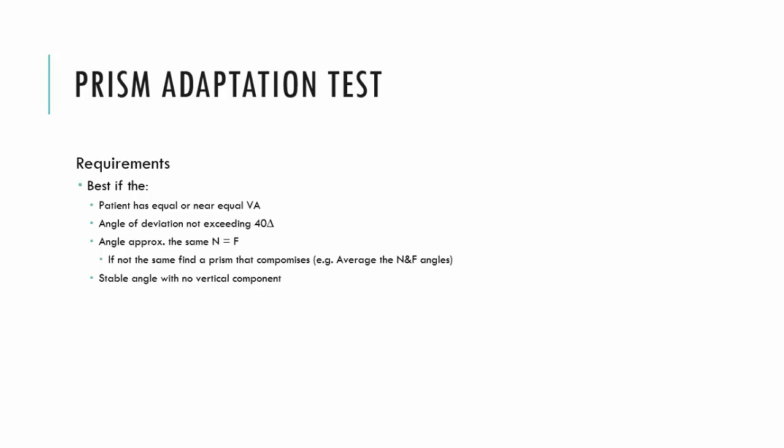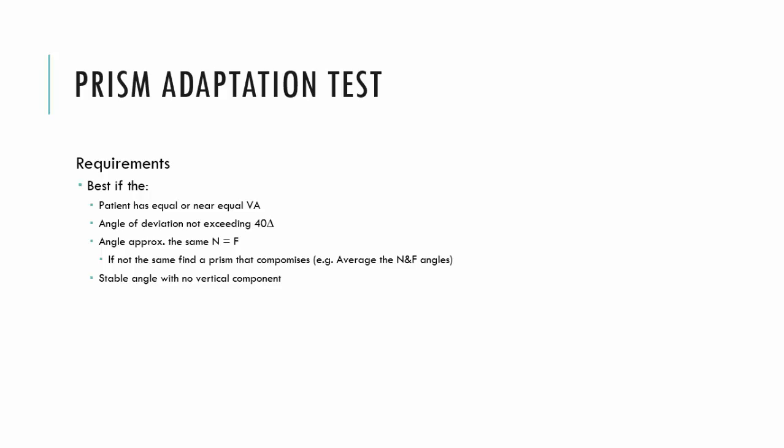So as an example, it's 20 diopters at near and it's 20 diopters at far. If there is a difference between the near and far angle of deviation, so say it's 20 at near and 30 at far, then in terms of what prism you're going to use as part of the prism adaptation test, it becomes a bit more complicated.